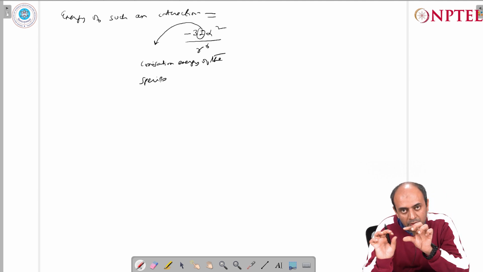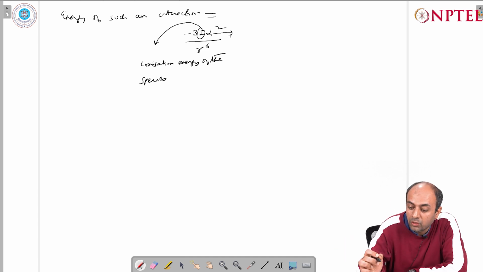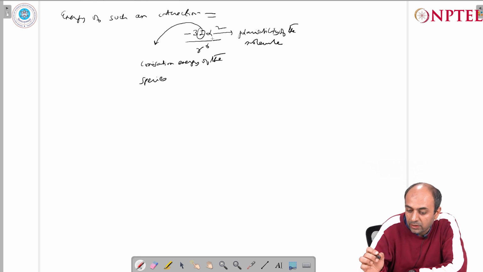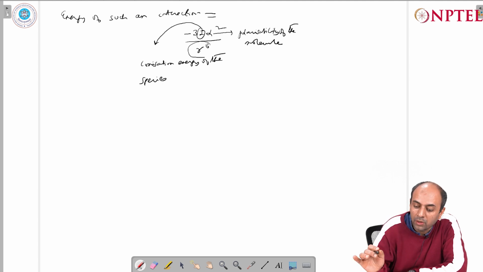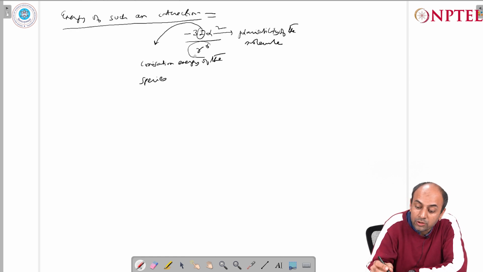And once this instantaneous dipole is created, it will be able to polarize the electron density distribution in the other molecule, which is a measure of the polarizability of the molecule, which we call α. So the ionization energy of the species is I, α is the polarizability of the molecule, and r is the equilibrium separation between the two molecules, and this gives a magnitude of the energy of such an interaction. And we see that it is short range because it is very sensitive to 1 by r to the power 6.